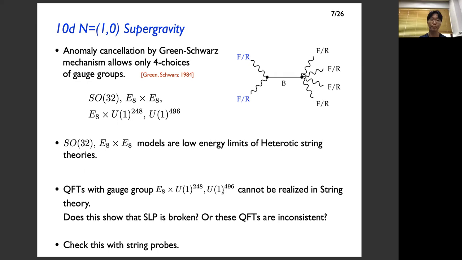Okay, so they cannot come from string theory. They don't have a string theory realization. Then the question is whether these theories can come from another quantum gravity other than string theory, or they are somehow inconsistent. Therefore, they belong to the Swampland.